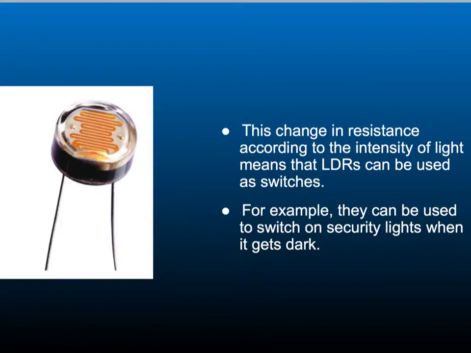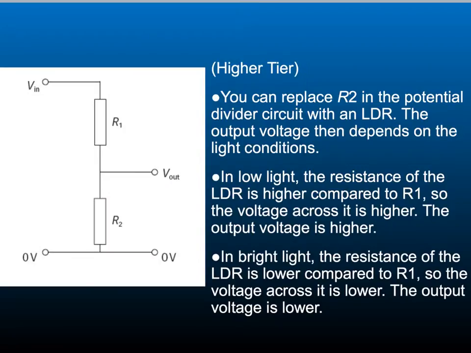This property of LDRs can be very useful to us. It can be used as a switch. For example, it could be used to switch on security lights when it gets dark. The security light would depend on a circuit like this. If you replaced R2 with an LDR, then the output voltage would then depend on the light conditions.